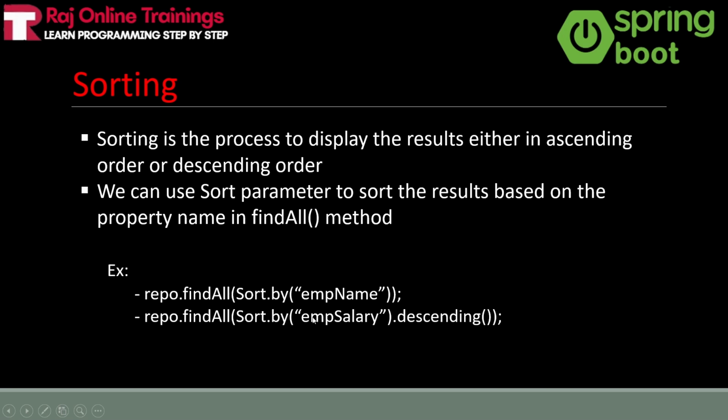If you want to display the results in descending order, then we have to say repo.findAll(Sort.by("employeeSalary").descending()), and we want to display the records in descending order. Now let us see all these things using the example code.